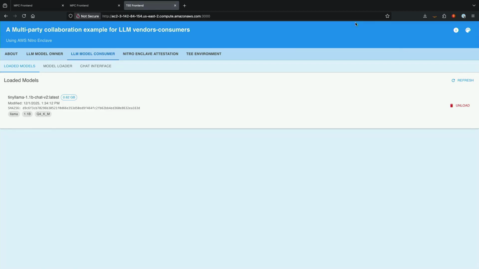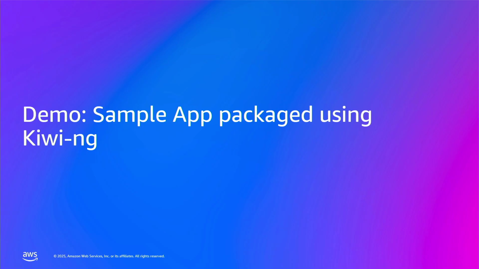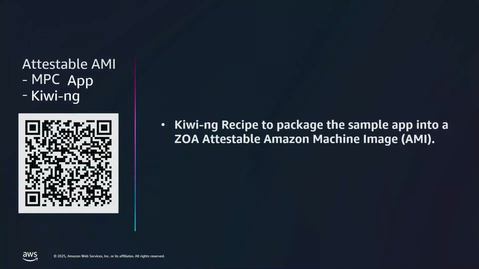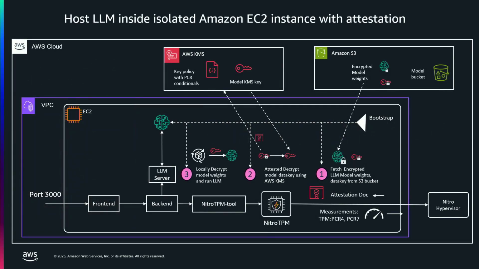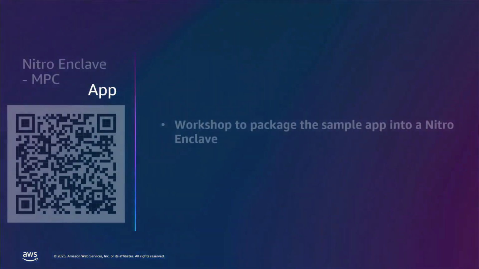So I'm just going to leave some QR codes for you so that you can follow along later with these exact same applications. If I switch back to the PPT. All right, so here's the Kiwi NG QR code. This gives you the sample packaging code that shows how to take this sample application and package it up into an attestable AMI using Kiwi. Sorry if I'm just rushing through the slides. And here's a quick architecture that's available in the GitHub repo as well, so you don't have to worry about taking the screenshot. And here's the next sample repo, right?